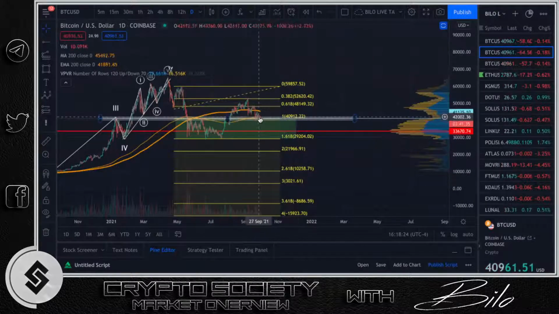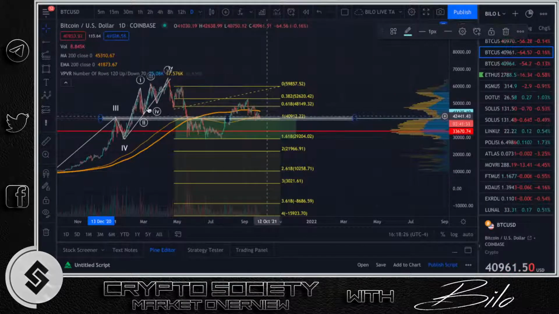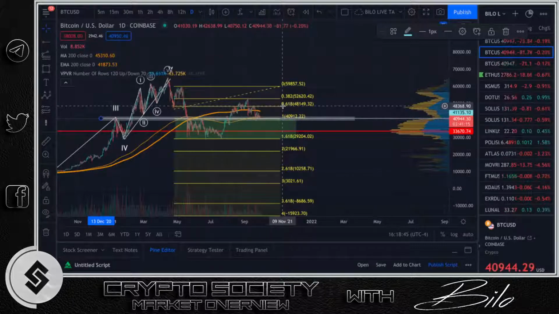So top of the chart, top of the channel, aligned with the top of the previous wave 3, aligned with the top of the new cluster of VPVR, all these things point to we possibly are at a local bottom and we might be going up from here. This is the bullish scenario, guys. Okay. Now, this doesn't mean that we're going to go up right away.